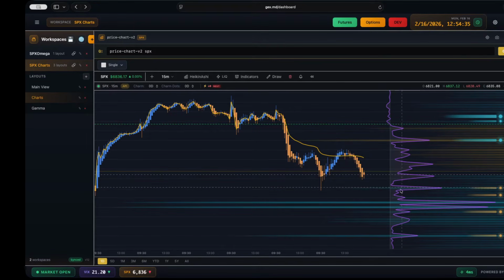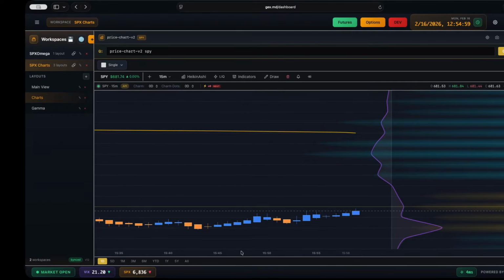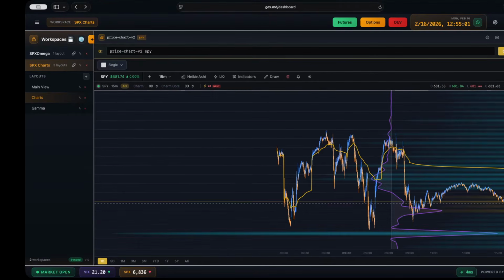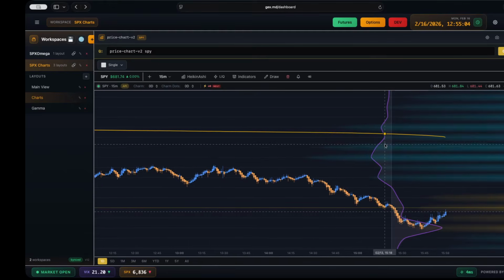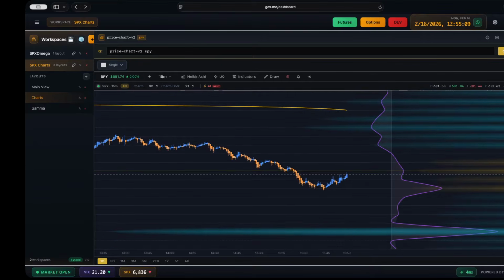And then 6800, it is the big magnet area to the downside. So how do you figure out all this? First you close this guy and then open SPY. And once you are on SPY, on the 15 minute, you read again where is your bottom, where is your top.